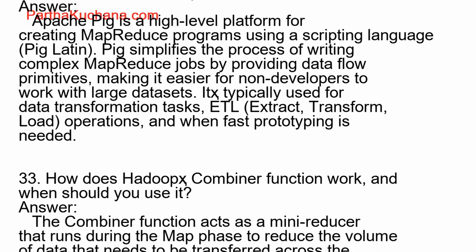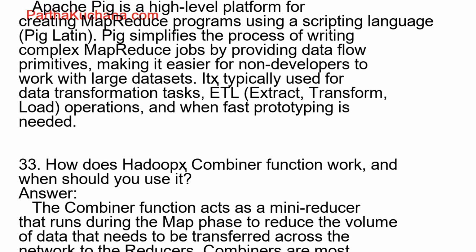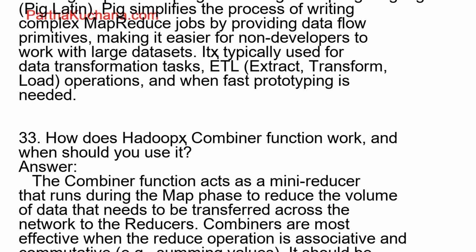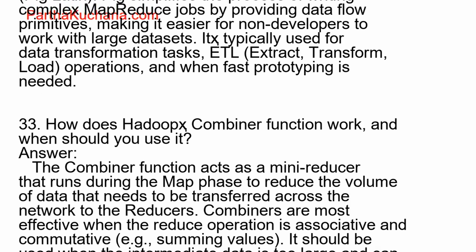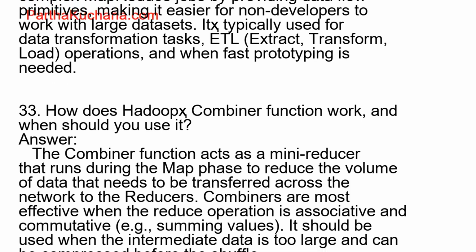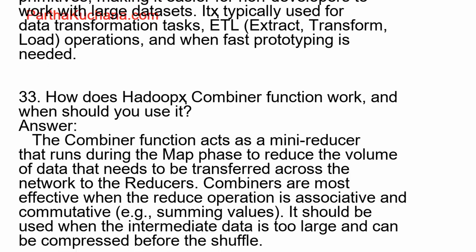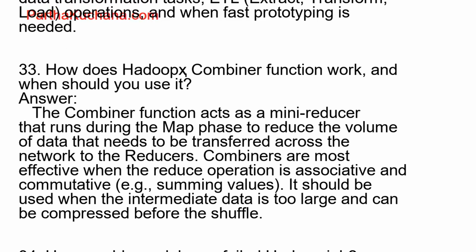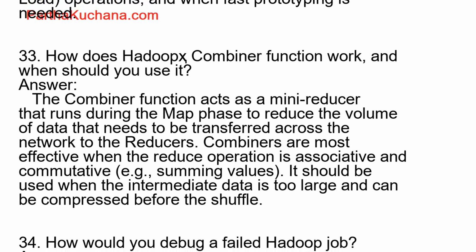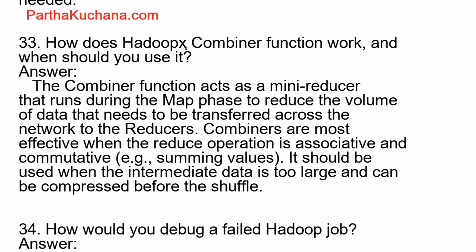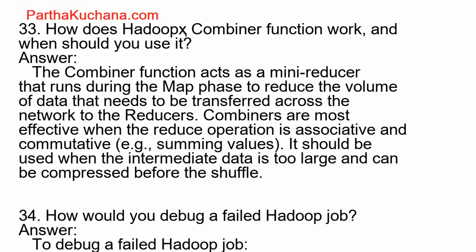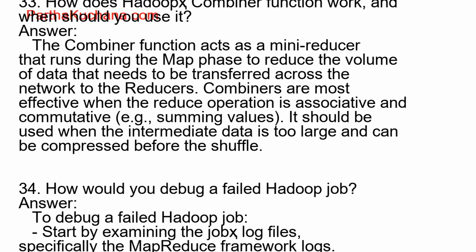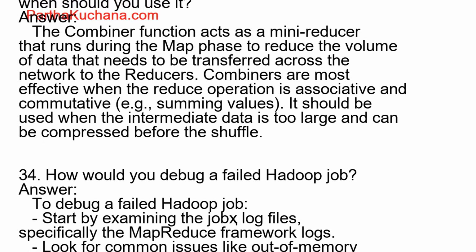35. What is the purpose of the FAIR scheduler in Hadoop? How does it differ from the capacity scheduler? Answer. The FAIR scheduler allocates resources to jobs such that all jobs get an equal share of resources over time. It allows more jobs to run simultaneously and improves resource utilization. The capacity scheduler, on the other hand, is based on setting quotas for different users or groups. FAIR scheduler focuses on fairness, while capacity scheduler emphasizes capacity guarantees.